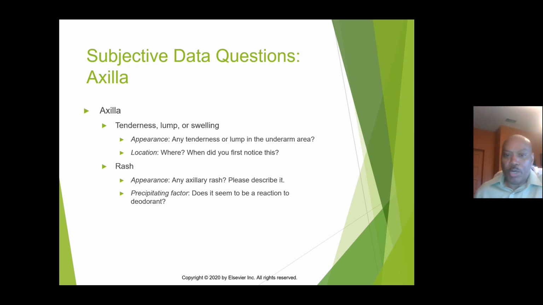As far as location, we want to ask the patient where and when did they first notice it. And as far as rashes, take a look at those questions. As far as appearance, any axillary rash, and you ask the patient to describe it. Any precipitating factors, for example, is it when a person puts on deodorant? Because deodorants obviously have chemicals in them that can cause a rash as well. So really important questions to ask.